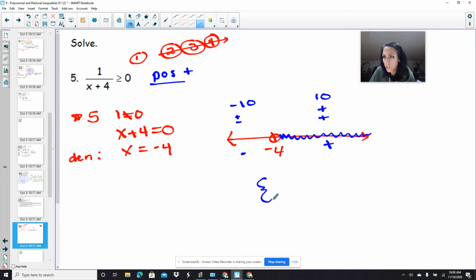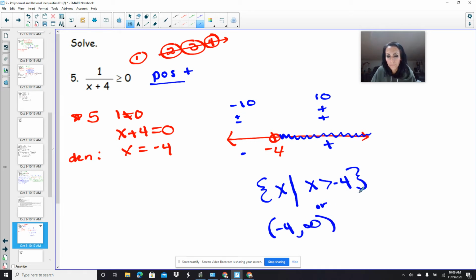We can write our solution set, step 8, as in set builder or interval. That's up to you. So here we have x such that x is greater than -4. In interval notation, it's -4 to infinity. Simple, right? Simple way to start us off with rational inequalities. All right, let's go to the next one.